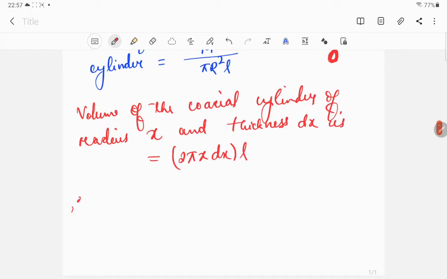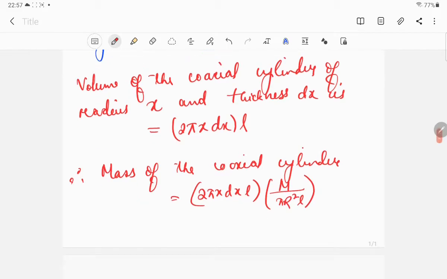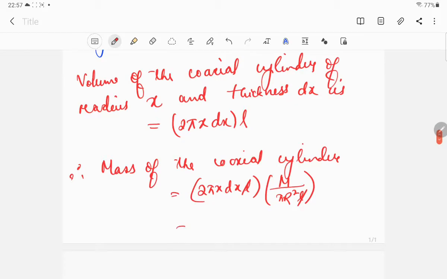Therefore, the mass of the coaxial cylinder is equal to 2 pi x dx into l, times M by pi R square l. Here you can see that l and l get cancelled, pi gets cancelled, so it is 2M by R square x dx.